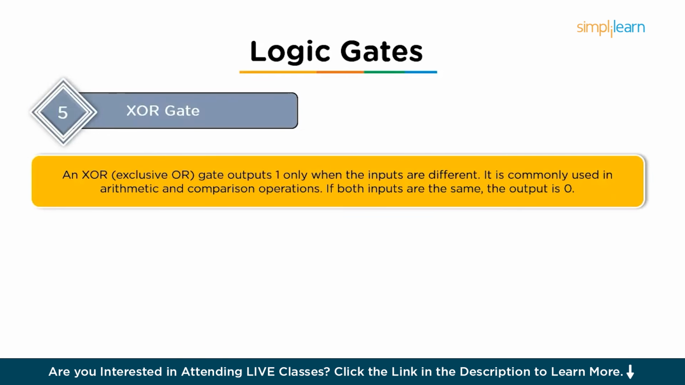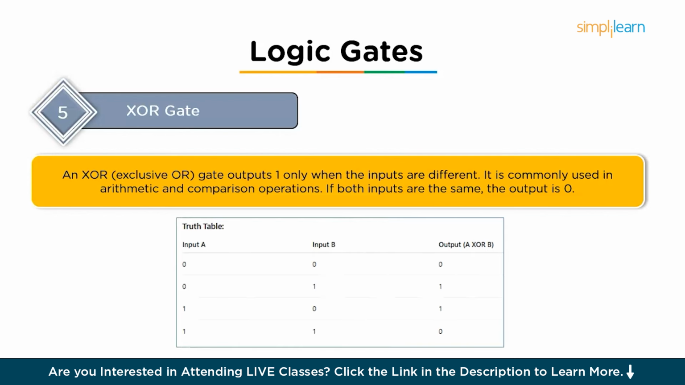Fifth gate is the XOR gate. An XOR gate, exclusive OR gate, outputs 1 only when the inputs are different. It is commonly used in arithmetic and comparison operations. If both inputs are the same, the output is 0. Here you can see if both inputs are the same, then the output will be 0. Here both inputs are the same, 1 1, then the output is 0. If both inputs are different, then the output will be 1, which is true.